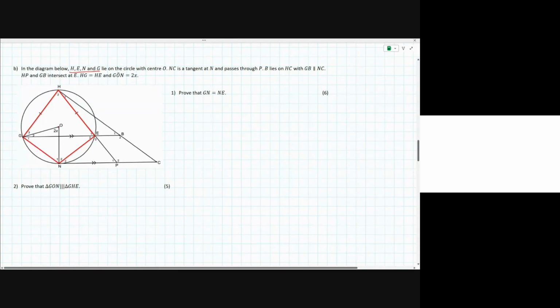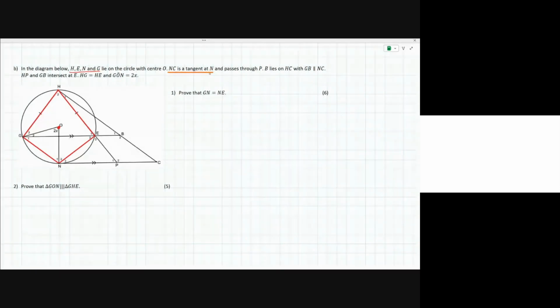There we go. Right. There's the center of my circle at O. Obviously, I've been told that that angle is 2x, but that's fine. The other piece of information I was told is that I have a tangent. So NC is a tangent at N. So at N means that that is the point of contact passing through point P. So basically NPC is the whole tangent that I have there.